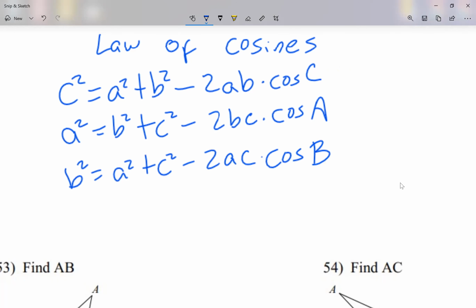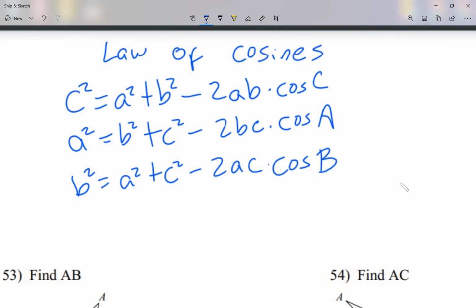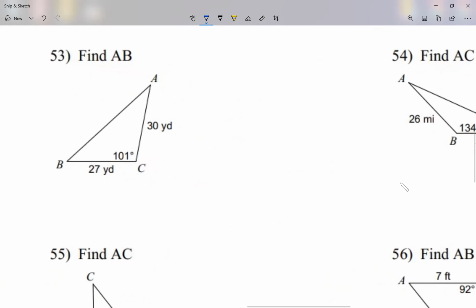Now, the way we're going to know which one of the 3 formulas to use is depending on the angle given. If I have angle C, use the first formula. If I have angle B, use the last formula. If I have angle A, use the second formula. Again, depending on the angle given for the law of cosines. So let's take a look. Make sure you have these formulas down, right? During the work, I'm just going to say according to our formulas, but I'm referring to these formulas, okay?